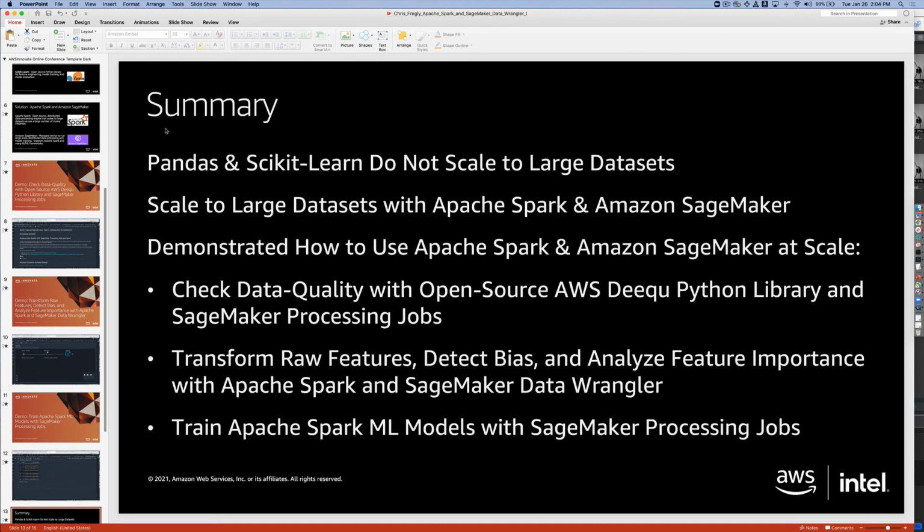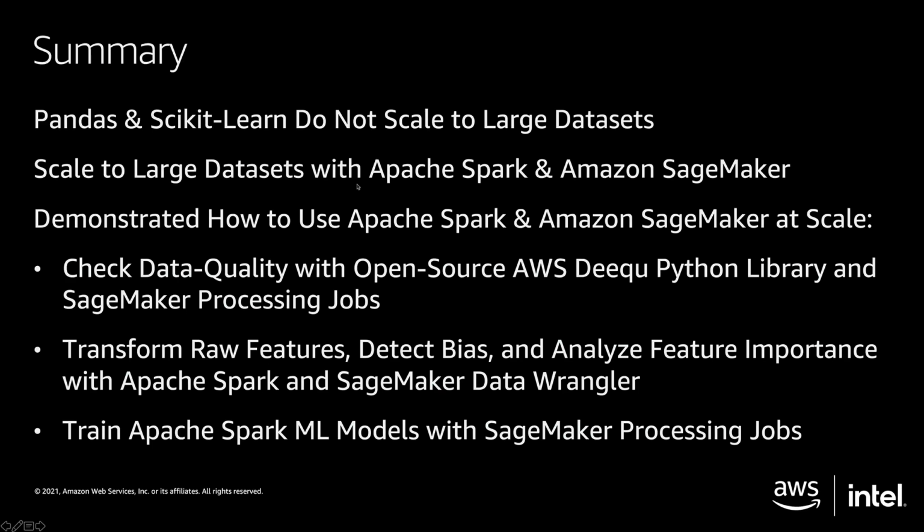All right, let's go back to the summary. Pandas and scikit-learn do not scale to large data sets. If you are using large data sets, you must shift to something like Apache Spark. We recommend that you run Spark on SageMaker. You pay for just what you need. You have super optimized access to your different data stores like S3 and Redshift. And we demonstrated three different use cases for using Spark with SageMaker at scale.